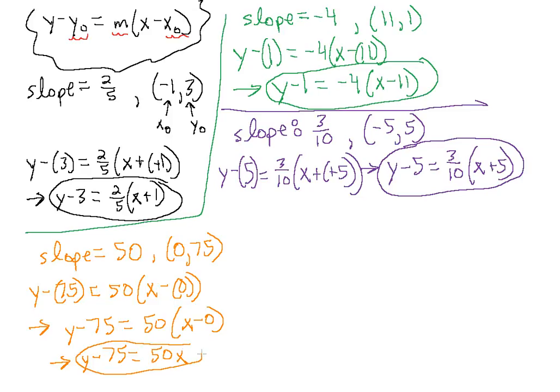Anytime we're given our y-intercept, as we saw in the previous section, our point-slope form is going to look like this. There's going to be no parentheses because 50 times 0 is 0, and we just omit that. All right, we have time to do one more.